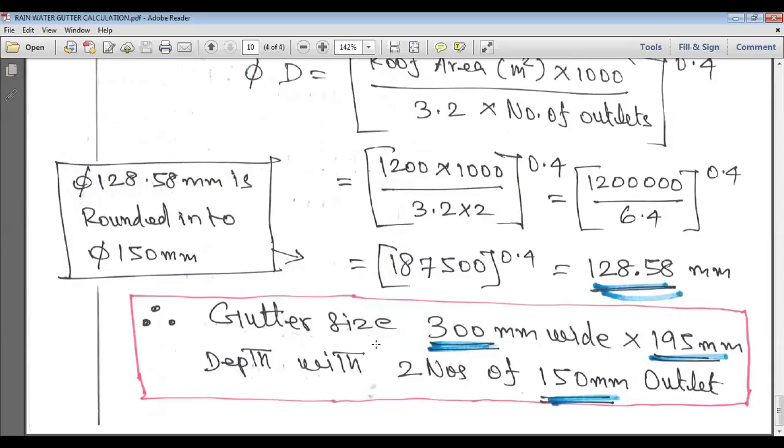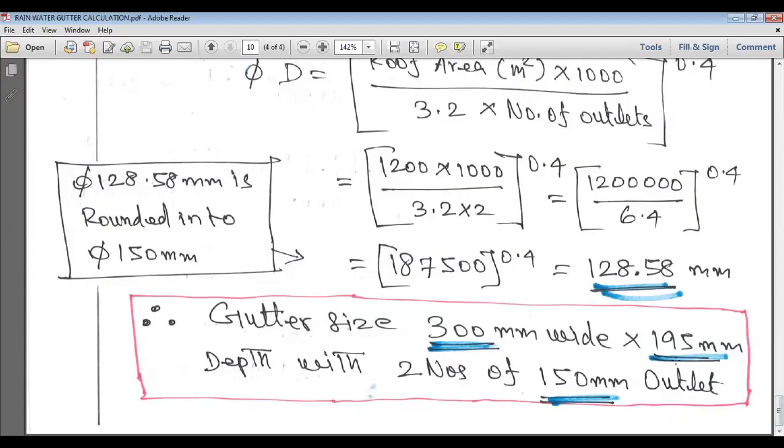So now the gutter size is 300 mm wide, which we already assumed, into 195 mm depth. That we can round to 200 also, no problem. 300 by 200, 300 wide into 200 depth, with two numbers of 150 outlet. We have already considered two outlets only, and for the two outlets we rounded to 150. So now 300 by 200 gutter with outlets of 150 mm, two numbers. This is the gutter and pipe size, the output of the calculation.